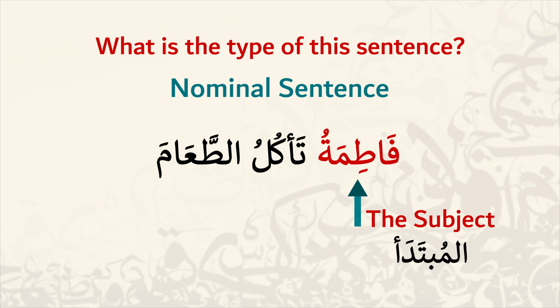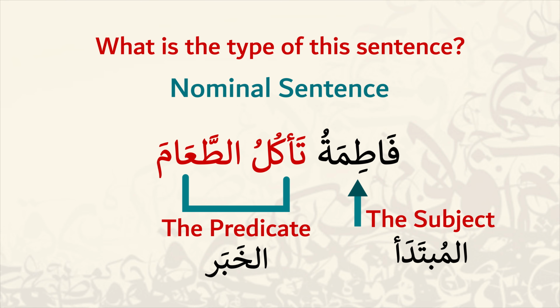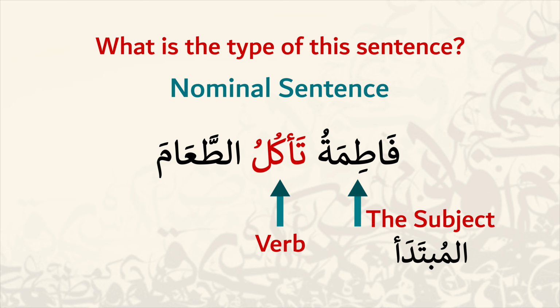So, as long as this is a nominal sentence, it has to contain a subject, مبتدأ, and a predicate, خبر. We agreed that Fatima is the subject, and the predicate is the complete verbal sentence تأكل الطعام. As we studied in the previous lesson, a predicate might be a verbal sentence. Now I want to focus on the verbal sentence. Let's analyze it down. Once we see a verb in the sentence, it means we are starting a verbal sentence. The verb is تأكل, obviously.